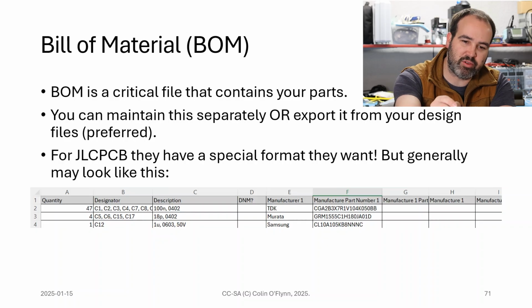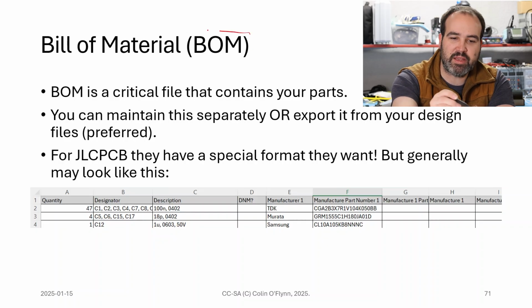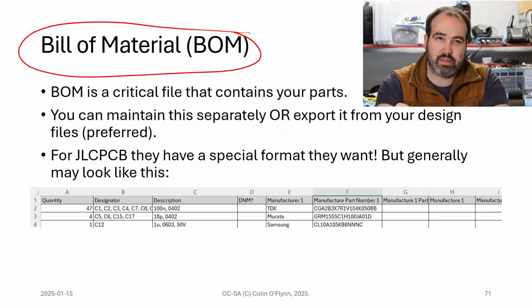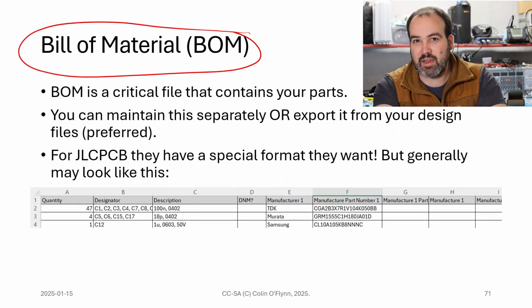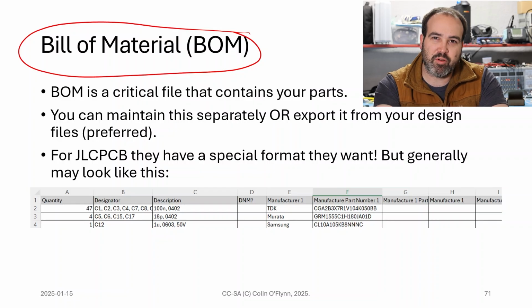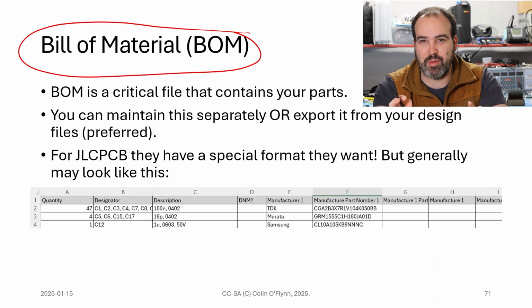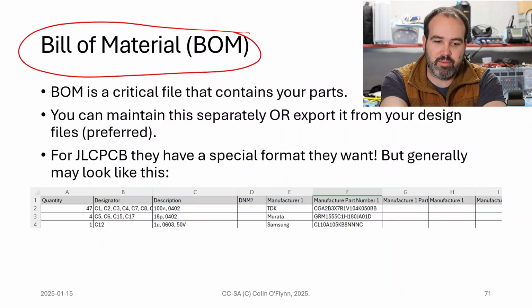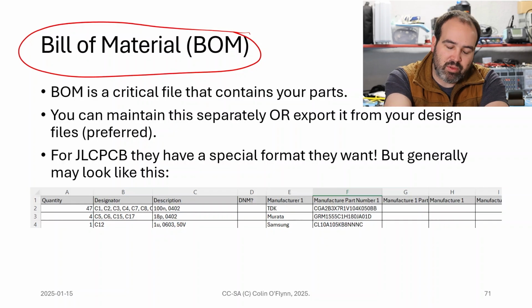So we need a bill of materials file. This is a list of all the parts and part numbers that are on your board. It can be something you just maintain separately, but when we look at the design process, we're going to include part numbers in the schematic symbols, and that way we don't risk forgetting that we made a change or anything like that. There's just one source of all the information we need. Generally, they look something like this.